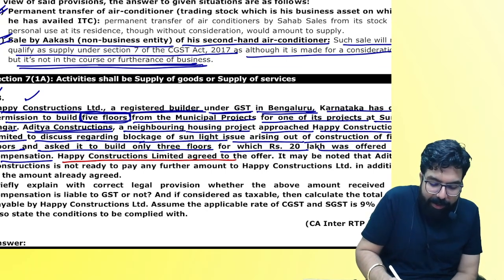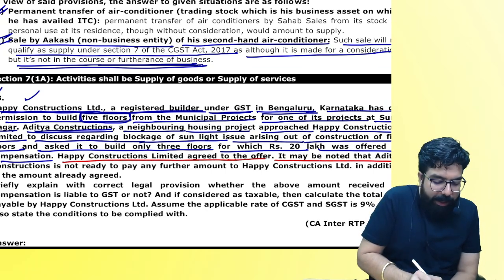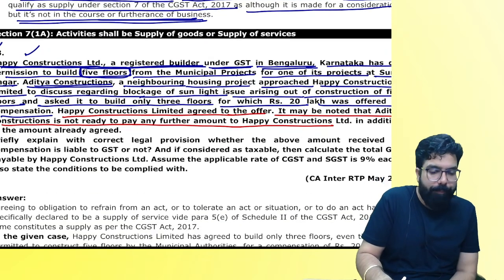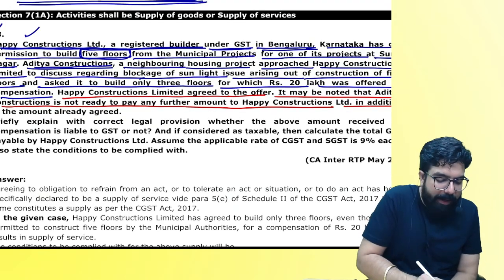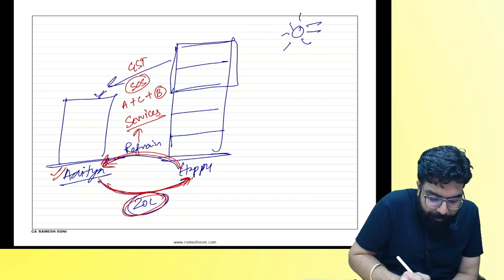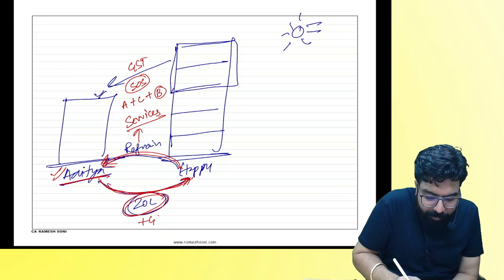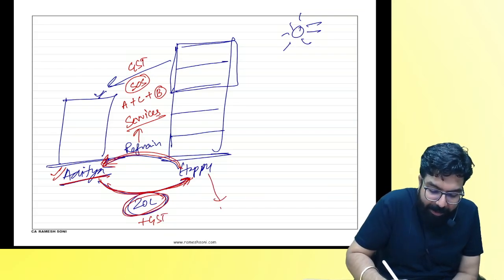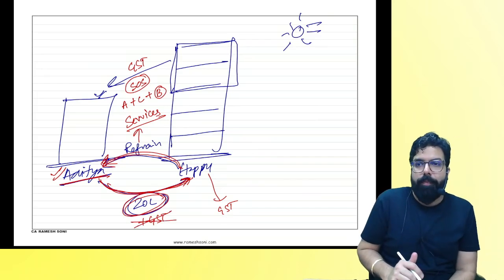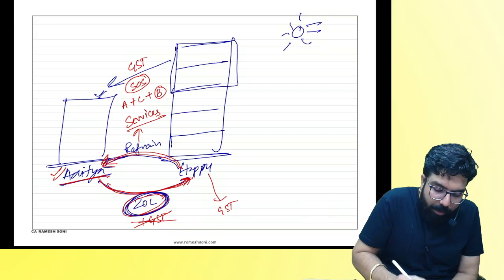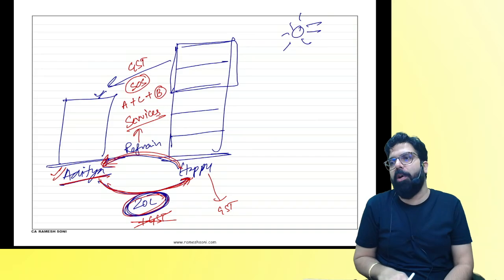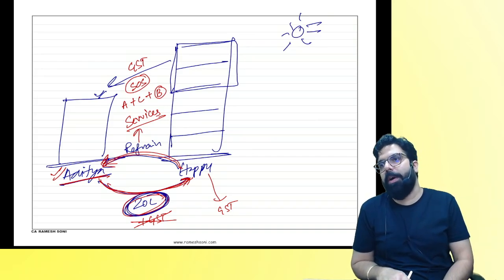Happy Construction agreed to the offer. It may be noted that Aditya is not ready to pay any further amount to Happy Construction in addition to the amount. People, tell me one thing. Will GST come on this 20? It means Aditya should pay the GST to Happy. But Aditya is telling, I will not pay the GST. Whatever amount I am paying, from that you only take out GST and give to the government. I will not give you any more GST. Can we go ahead, everyone? Next.